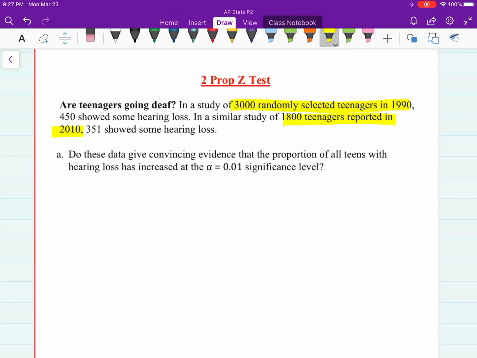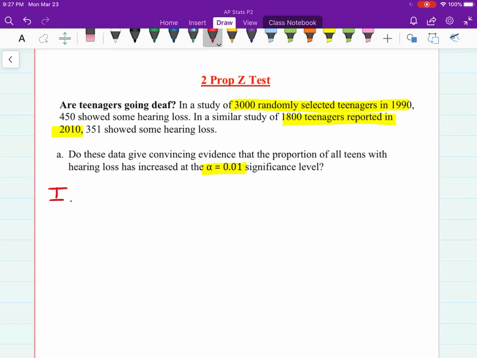So here's the question. Do these data give convincing evidence that the proportion of all teens with hearing loss has increased at the alpha equals 0.01 significance level? So as soon as I see that, my brain automatically flocks to null hypothesis, alternate hypothesis, things like that. But we've never done one with two samples. So although the 4 steps are going to be very similar and a lot of this is going to come back to you, some of it's going to be a little bit different.